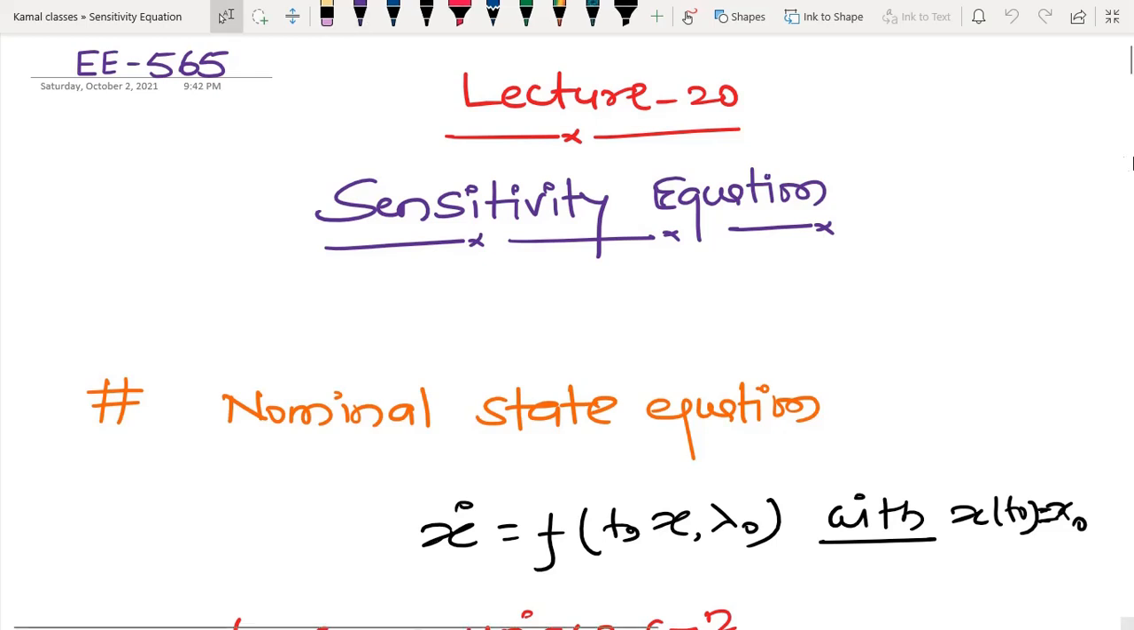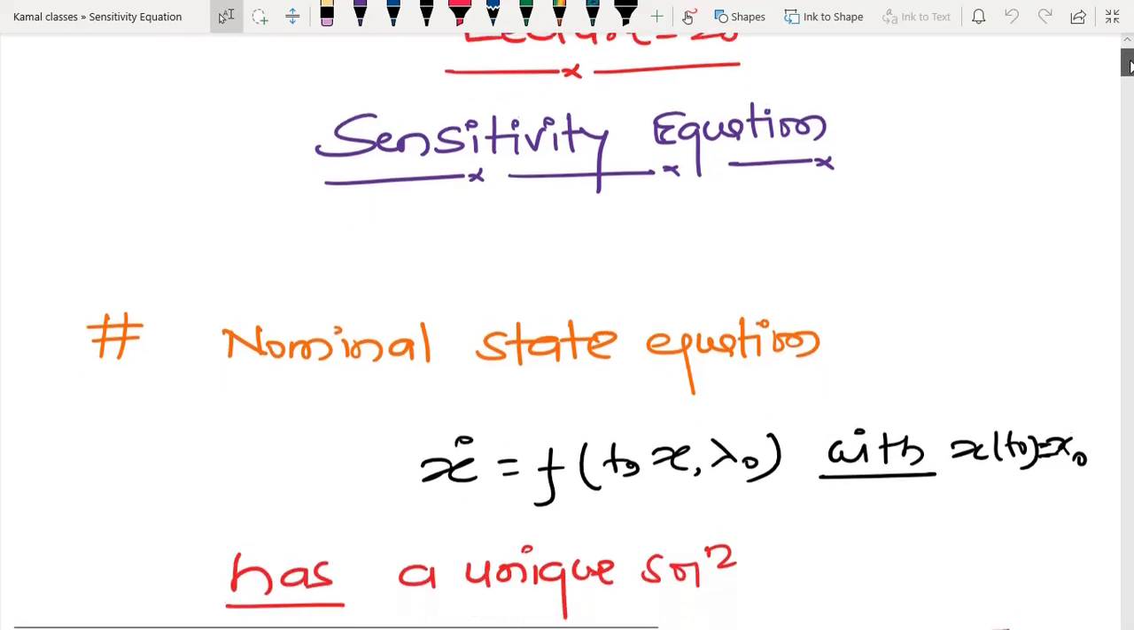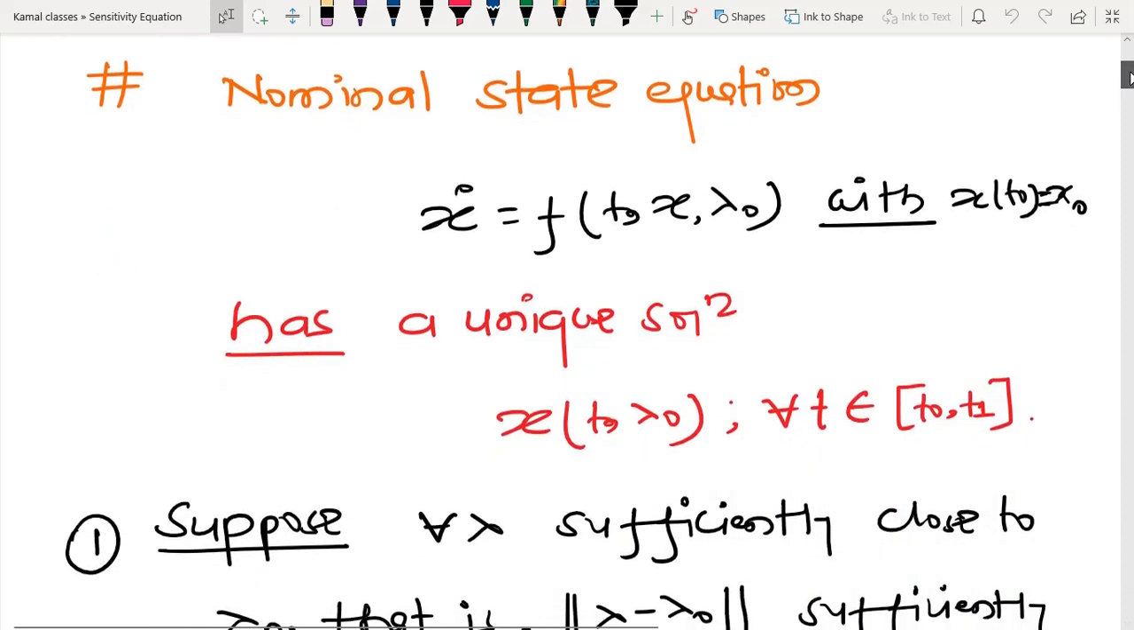Okay, so let us try to see how to measure that effect, and after that talk about the possible existence of the solution. So I have the nominal state equation. Nominal state equation means I am assuming that this parameter lambda 0 is well known to me, and at that time I have a unique solution. Okay, and we know how to define a unique solution. We say that this function f(t, x) now has some extra argument, that is lambda 0, and lambda 0 you can assume either constant or time varying, that doesn't matter.